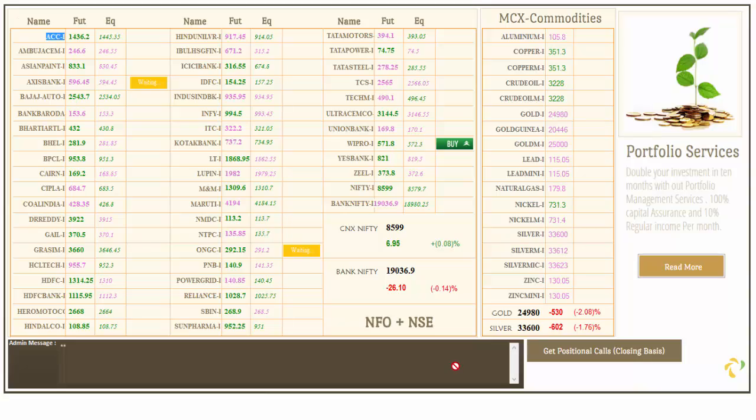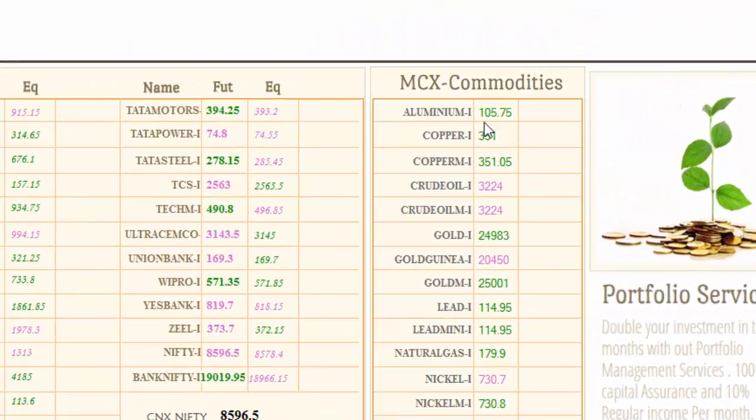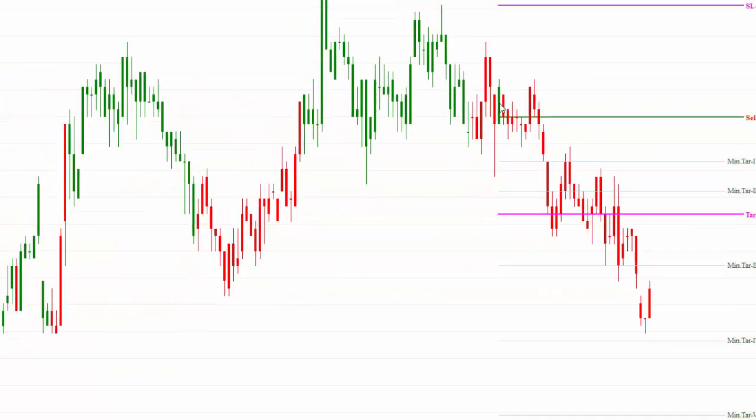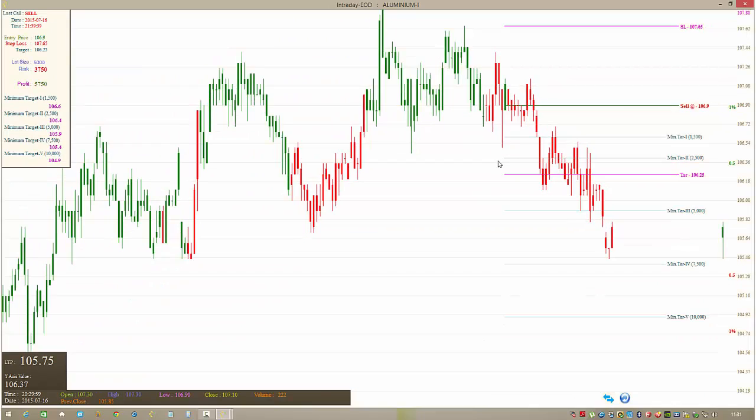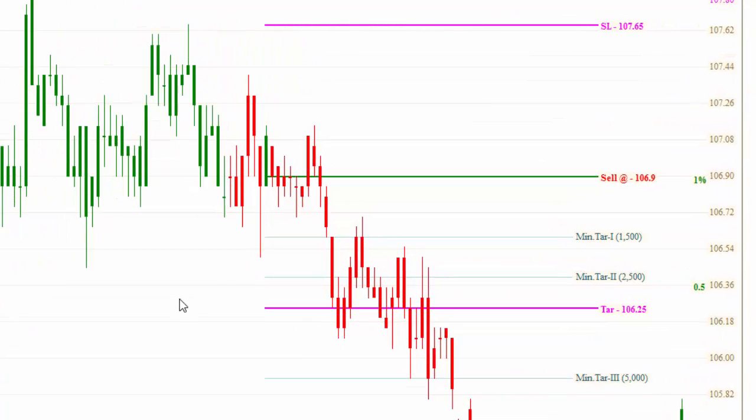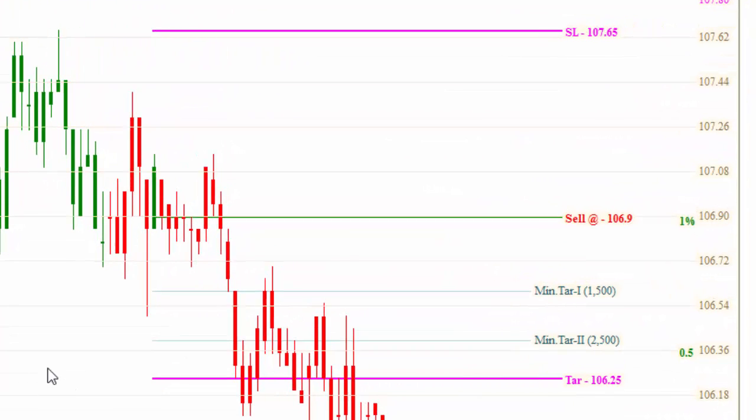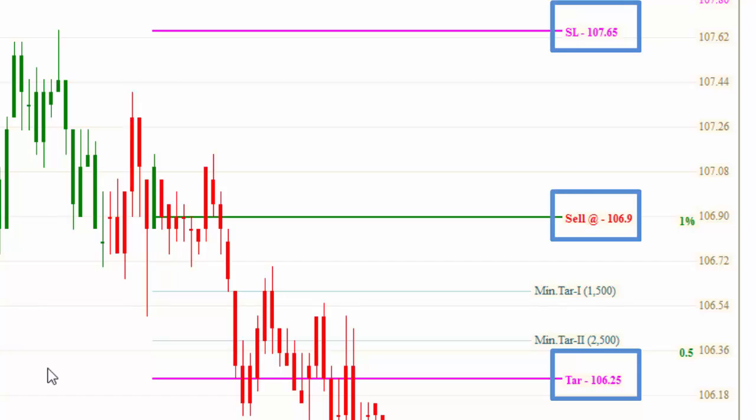Now I'm going to show you some commodity scripts for intraday purposes. We are in the aluminum intraday chart now. As we discussed before, aluminum has a sell signal. The sell signal has reached the main target and it's also going near minimum target 4.